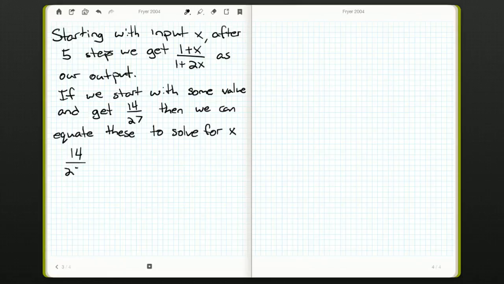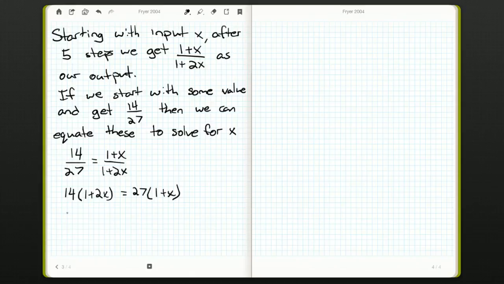So 14 over 27 equals 1 plus x over 1 plus 2x. Well, I don't really like fractions, so what we're going to do is multiply this whole side by 27 times 1 plus 2x, and this whole side by 27 times 1 plus 2x, and what we'll get out is 14 times 1 plus 2x on this side equals 27 times 1 plus x on this side.